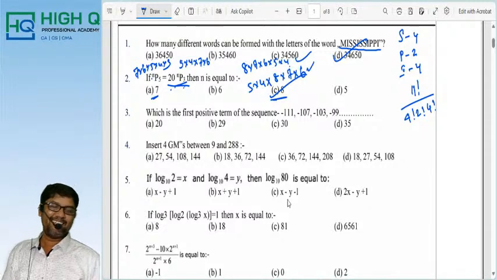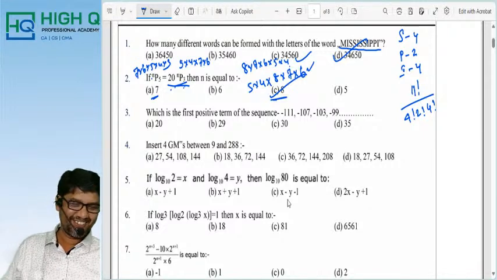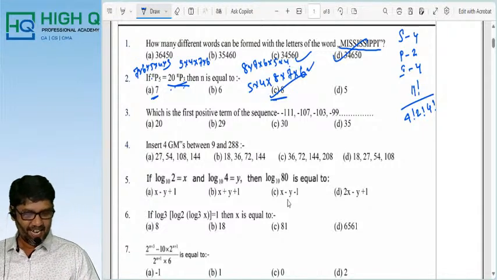Oh, Chellakuttiya. Okay. Chellakuttiya also joined. Okay, very good. Answer D is wrong.